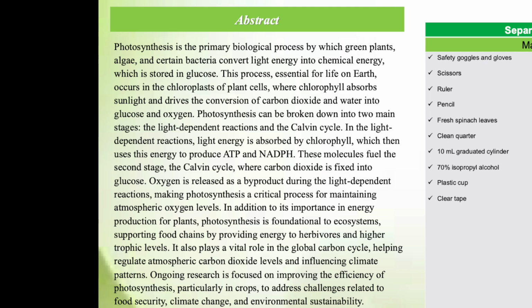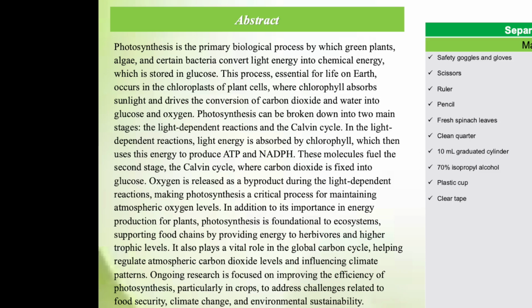Photosynthesis is the primary biological process by which green plants, algae, and certain bacteria convert light energy into chemical energy which is stored in glucose. This process, essential for life on Earth, occurs in the chloroplasts of plant cells, where chlorophyll absorbs sunlight and drives the conversion of carbon dioxide and water into glucose and oxygen. Photosynthesis can be broken down into two main stages: the light-dependent reactions and the Calvin cycle.